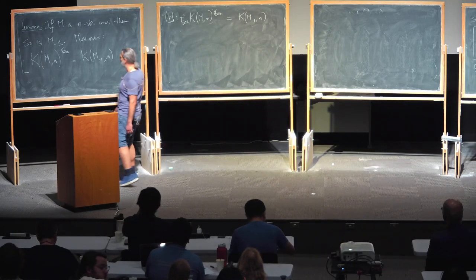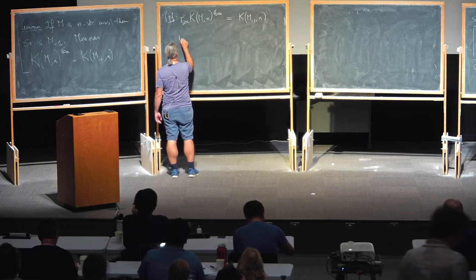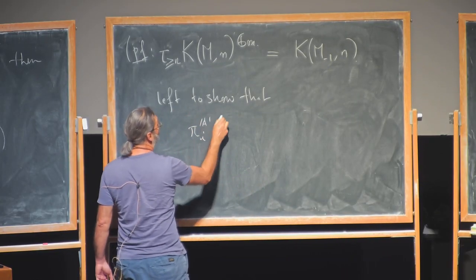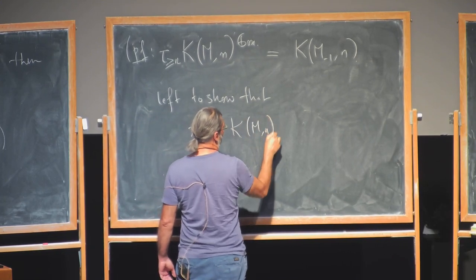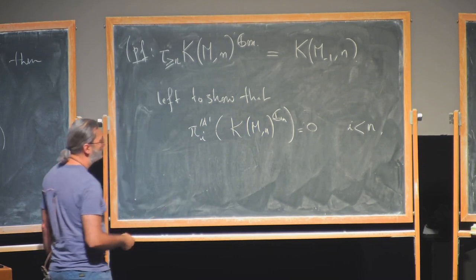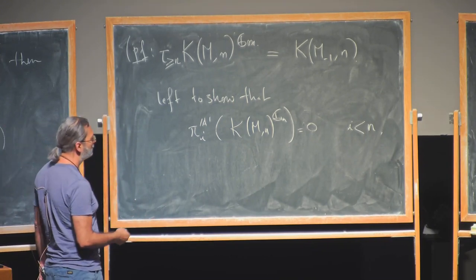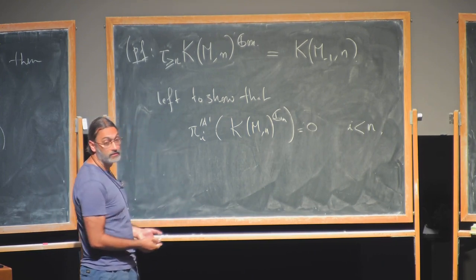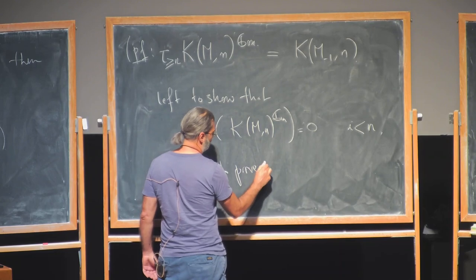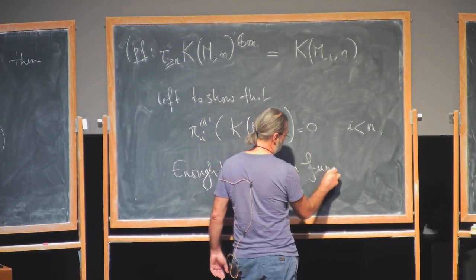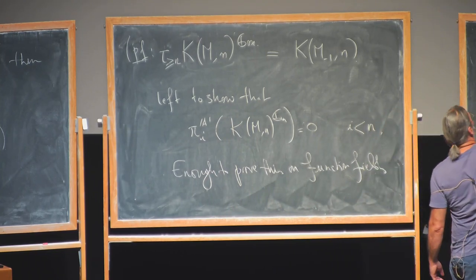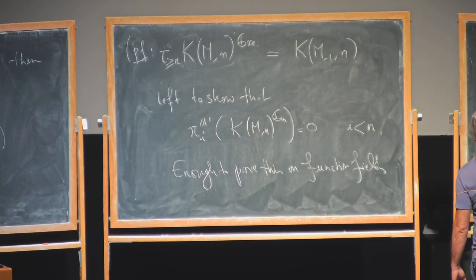And somehow to get this equality, one is left to show that the pi_i^{A^1} of K(M, n) and G_m is 0 for i smaller than n. And that uses this property I proved yesterday using Gabber's lemma, that to show such a thing, it's enough to do it over function fields, right? So that's basically by Gabber's lemma. So it's enough to prove this vanishing on function fields. And then you are left with the problem of computing the cohomology of a function field. So this is maybe not a good idea. Let's call it L.